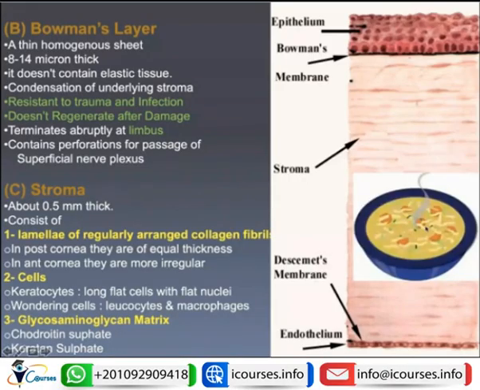So you can consider the corneal stroma like a soup. So this is a soup containing the meat, which will be the cells of keratocytes, while the spaghetti will be the lamellae of the regularly arranged collagen fibrils. All of them are maintained in their position, and they are joined together and adherent together by this soup, which is the glycosaminoglycan matrix.